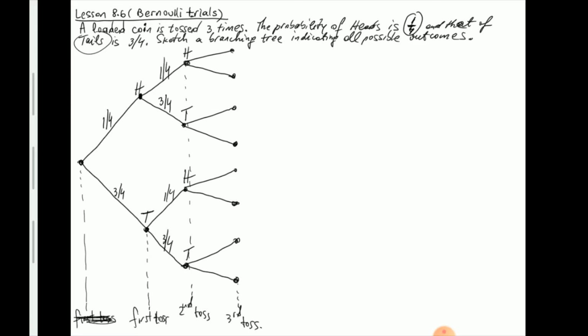When you move on to the third toss, obviously you have so many other combinations possible, right? Because you have 4 possible roots in the second toss because of these combinations. So again, you can have heads and tails, 1/4, 3/4.